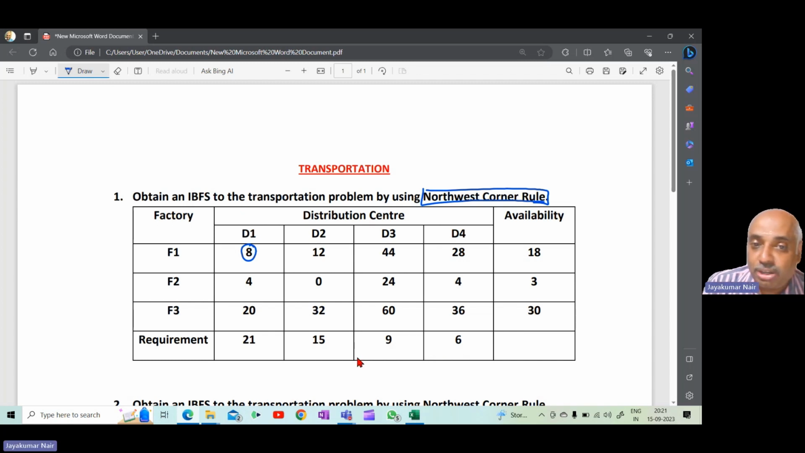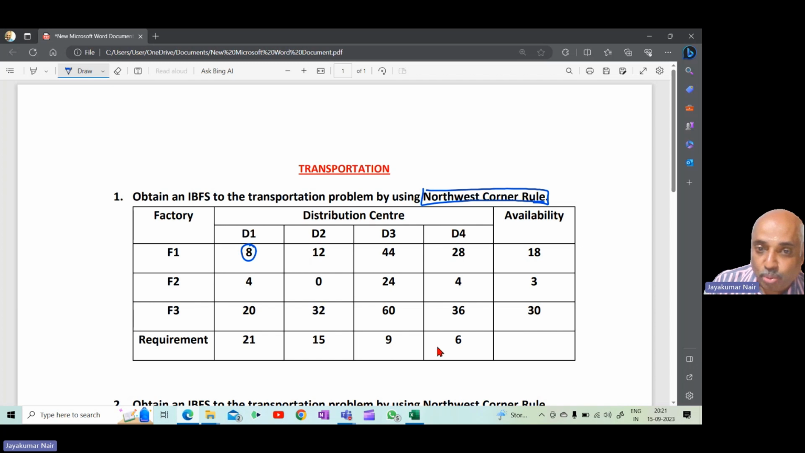So first of all, the first question that you have to ask yourself is, what is the objective? The objective is to minimize the transportation cost. So you have to find out what your objective is. That is your first step. In this case, they have not given you a profit matrix. They have given you the cost matrix. It's a transportation problem, so the objective is minimization.